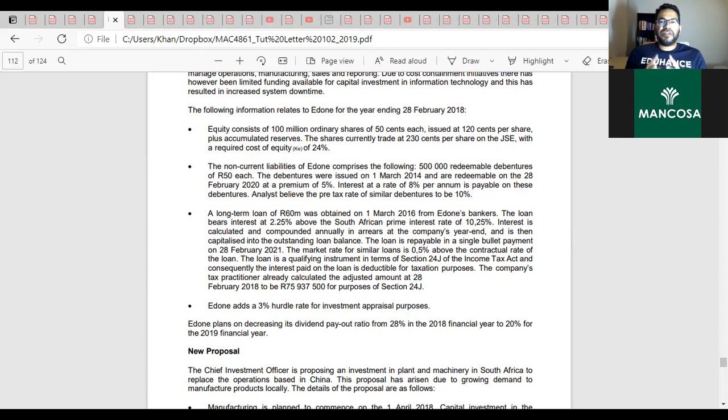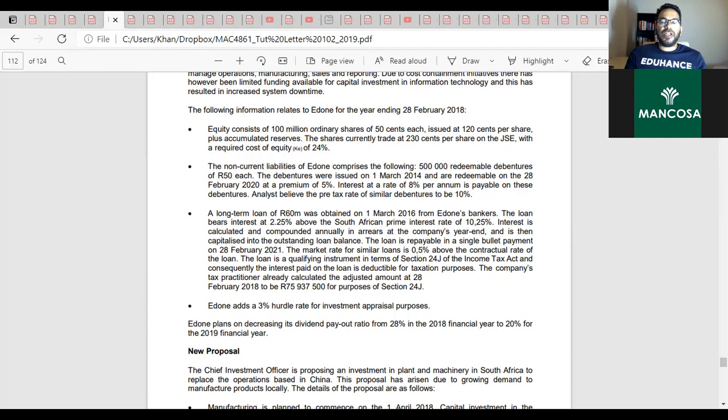When it comes to preference shares and debt, you always identify what was given, market rate or market value. In this particular question, the market rate is given. Why? They're telling you similar debentures to be 10%. So the similar is referring to market, and in this case, they're giving you a percentage, so therefore we know the market rate is given. That means we will most likely have to calculate the market value.